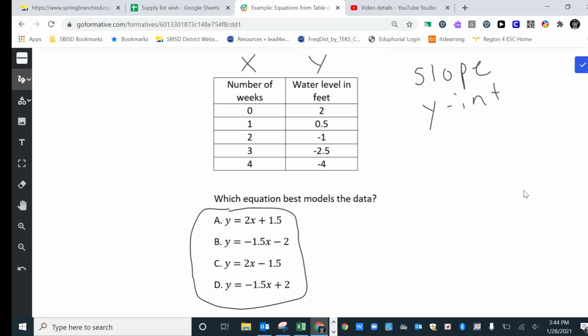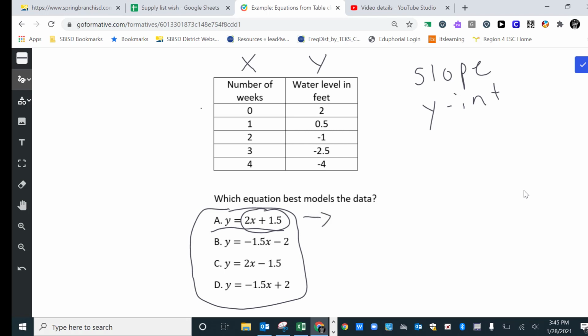If you remember, these are my x values and these are my y values. So let's look at choice A. It says y equals 2x plus 1.5. What I'm going to do is substitute my value of x for x, and then add 1.5. So it'll look like this.